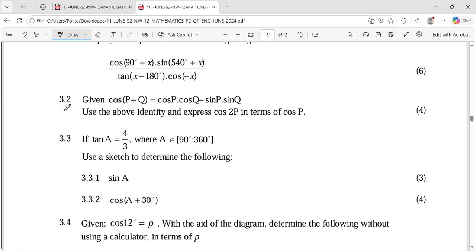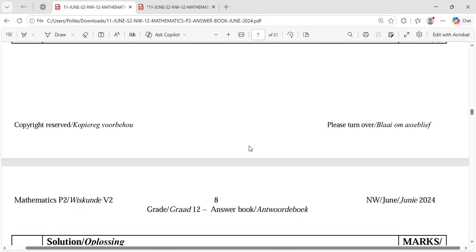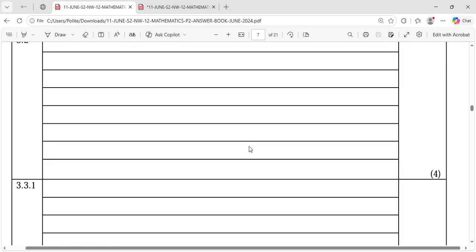So we stopped at 3.2. We did 3.2 on that lesson. Now on this one, I need to start on 3.3 going down. Let me work on that. Okay, so looking at 3.3, they say that if tan A is equal to 4 over 3, where A is an element of 90 and 360, use a sketch to determine the following.